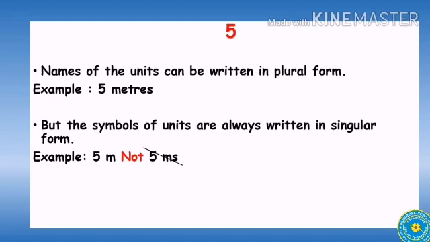Rule number 5. Very easy rule. Names of the units can be written in plural form, but the symbols of units are always written in singular form. Example, 5 meters. Okay. But when you write it in symbol, you have to write only 5 m, not 5 ms. Got it?